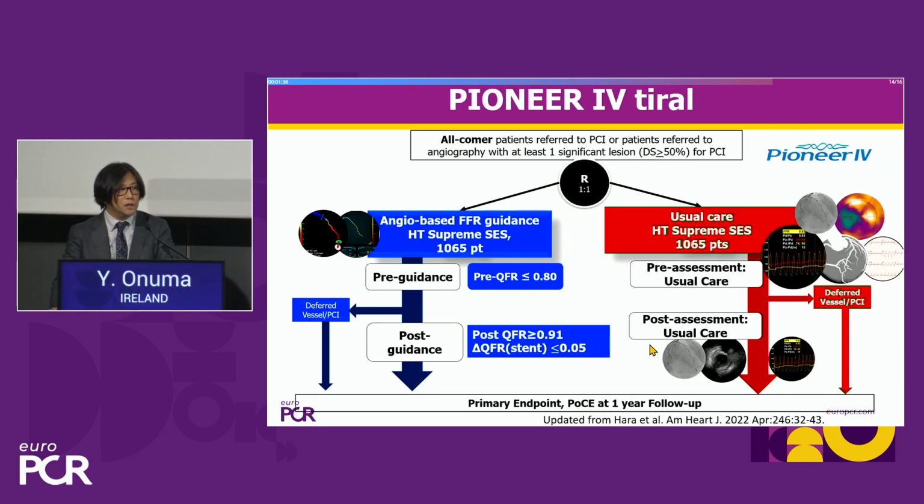The PIONEER 4 trial is ongoing. That trial is also in an all-comer PCI population, comparing the angio-based FFR guidance versus the usual care. In that study, the QFR arm also has quite clear post-procedural guidance criteria: a QFR equal or greater than 0.91, or the gradient across the stent should be equal or less than 0.05, and the interim result of this study will be available later this year.